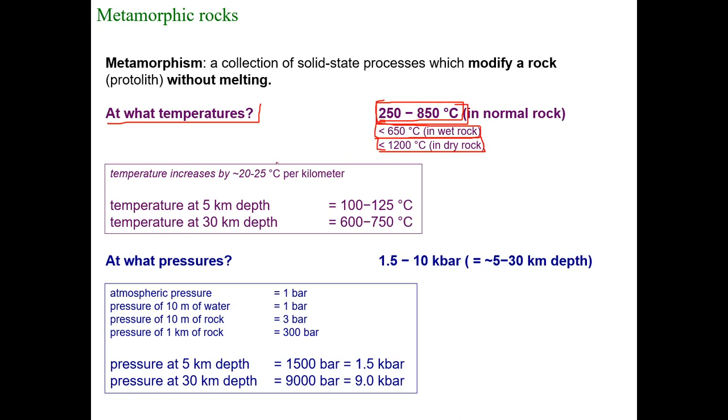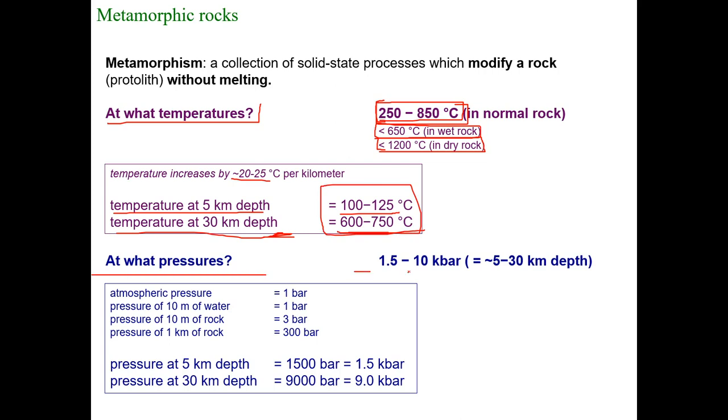Now, remember that it gets hotter as you go down into the earth. Temperatures at the surface are about 20-25 degrees Celsius. Remember how deep the crust is: the continental crust is about 30 kilometers, the ocean crust about 5 kilometers. At the bottom of the ocean crust, you're talking about 100 to 125 degrees Celsius. At the bottom of the continental crust, it's more like 600 to 750 degrees Celsius, which is well within the range of temperatures needed to metamorphose a rock.